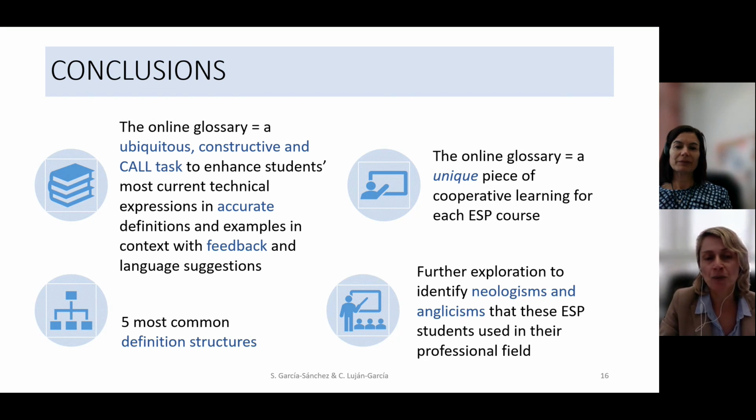And finally, we would like to add further research and explorations that we would like to conduct in the future to maybe identify neologisms and also Anglicisms that these ESP students may use in their professional fields.